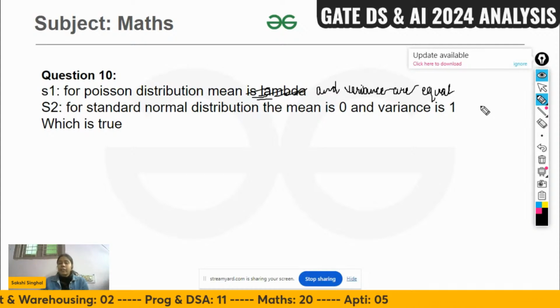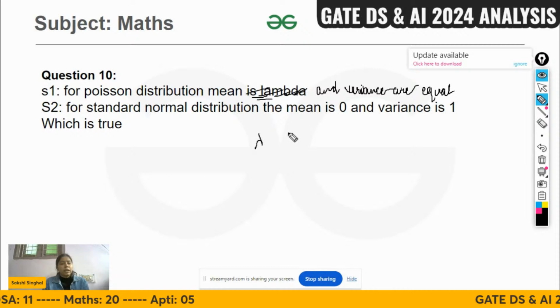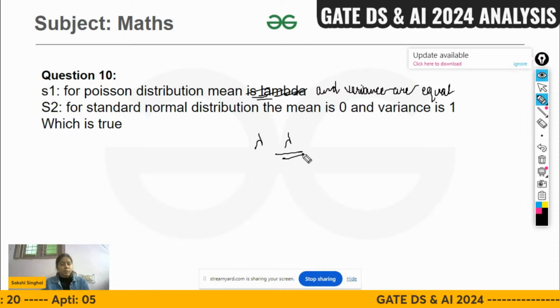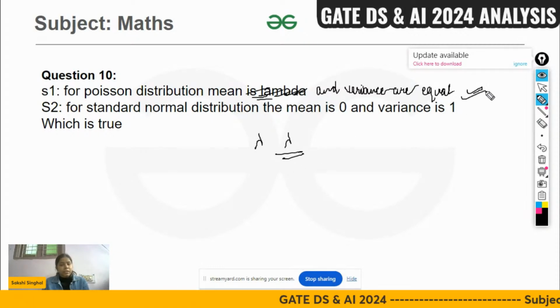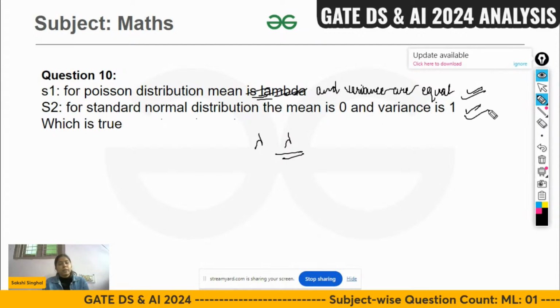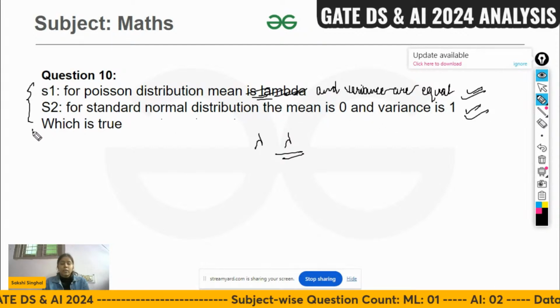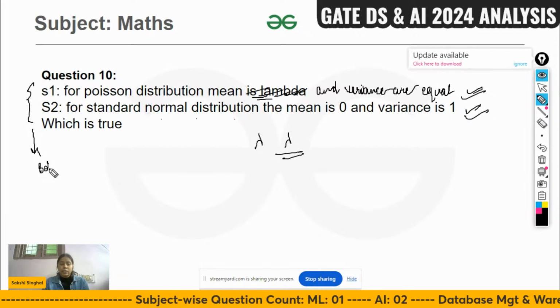So guys, when I told you to remember about Poisson distribution, we know that mean and variance both are lambda for Poisson distribution, right? So that means this statement is true. And this is a direct question. For standard normal distribution, the mean is 0 and variance is 1. So that means in this question, both S1 and S2 are correct.